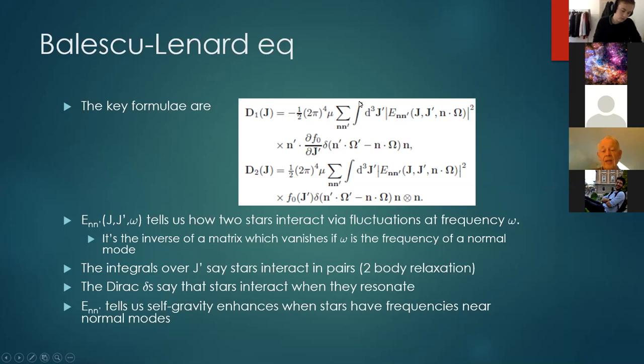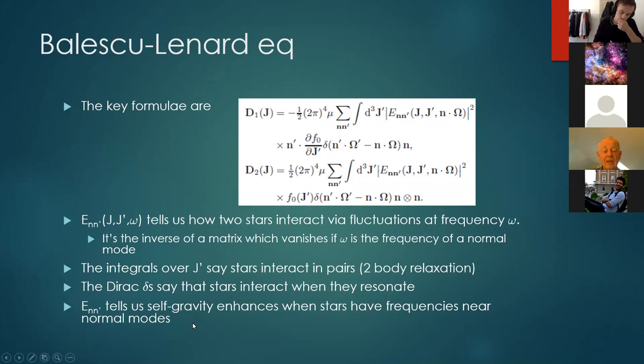And both formulae are very similar. They both involve this quantity in the same way. They both have Dirac delta functions, so we don't need to talk about things very much else. Okay, so the integrals over J prime say that stars interact in pairs. This is indeed two-body relaxation. This emerges from the formalism; it is not something you have to put in, as for example in the Chavanis paper or the Ivert paper, but you get it out. And the Dirac deltas say that the stars interact when they resonate. And as I say, ENN tells you that self-gravity enhances the interactions.